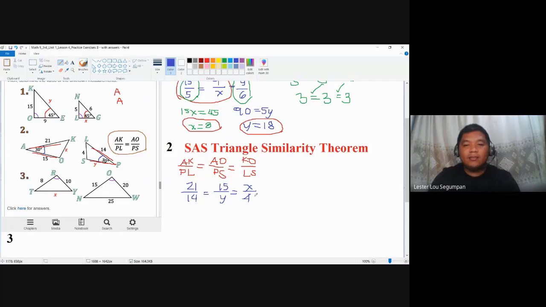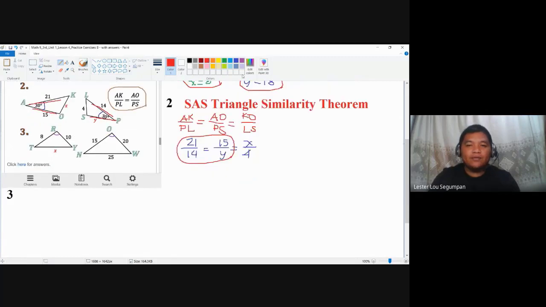Now, it doesn't necessarily mean that you will always start with X. Since we already have this relationship here, this will do. We have Y times 21. You will have 21Y is equal to 14 times 15. It is a bit large, and you may simplify this if you want, but 15 times 14, though large, can still be computed as 210. Divide both sides by 21, Y is equal to 10.